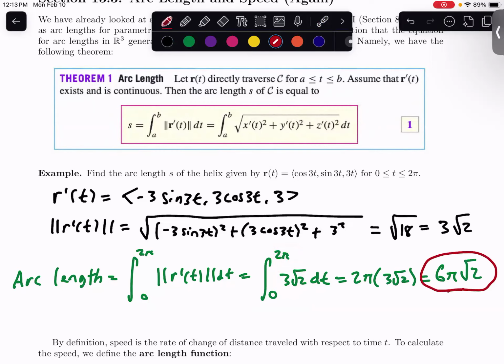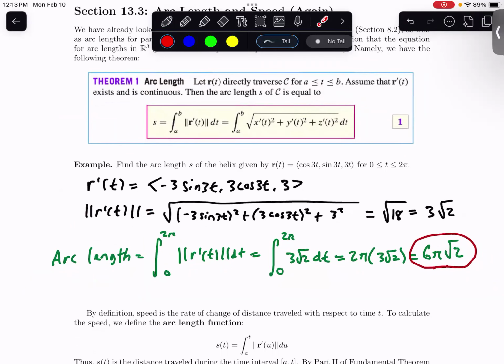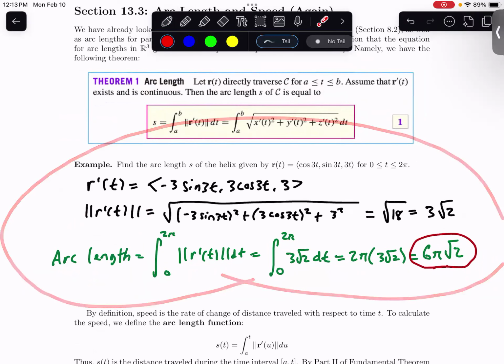Okay, so this shouldn't be anything too crazy. At the end of the day, you're just finding the magnitude of the derivative and then integrating it. So it isn't anything too bad, usually. I mean, there are examples that are bad, but this one's not terrible. Any questions about this example or this computation?